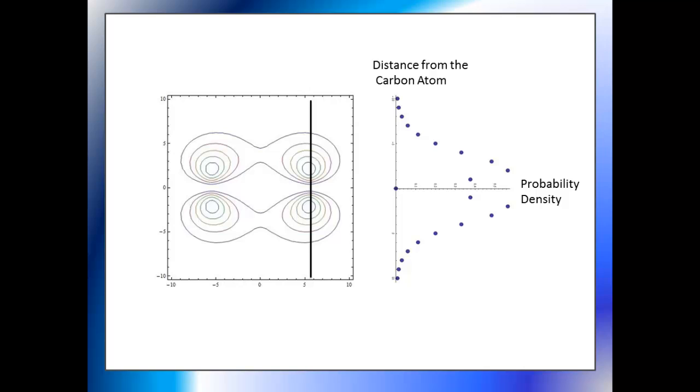Because this is not normalized, we cannot conclude quantitatively what the highest probability density for the system is, but we can see that there is a maximum probability of finding the electron located around z equals 2 and z equals -2. There is 0 probability of finding the electron at the nodal plane.